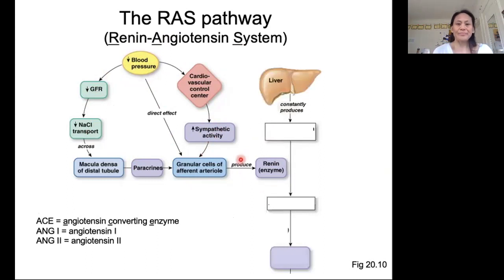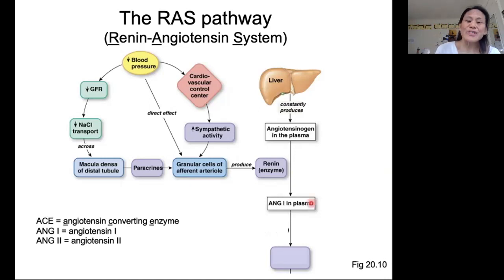Okay, so before I talk about what renin does, I need to describe this situation in our bloodstream. We always have this protein called angiotensinogen in our bloodstream. It's always floating around in the plasma. Angiotensinogen is made by the liver. When we secrete renin, renin can then act on angiotensinogen. It's going to activate it and turn it into this molecule called angiotensin 1.